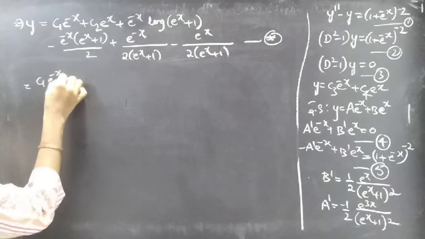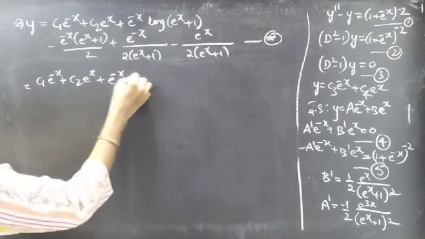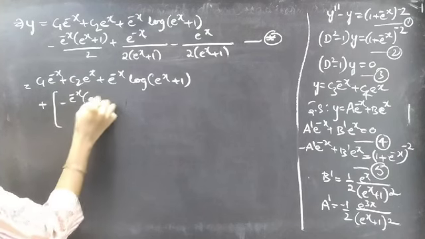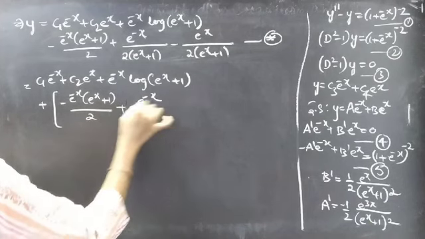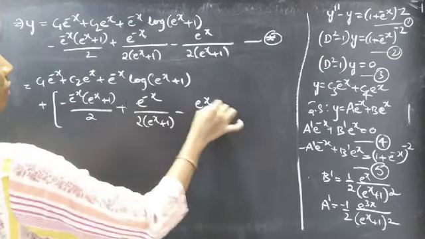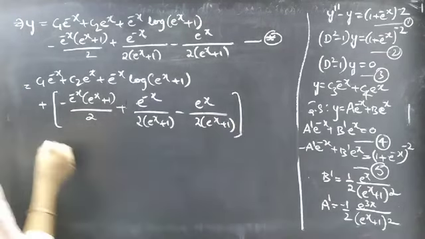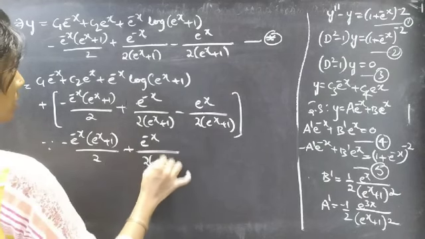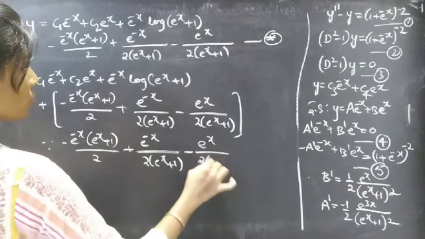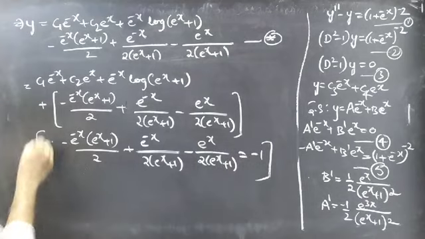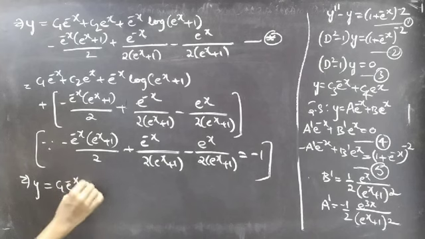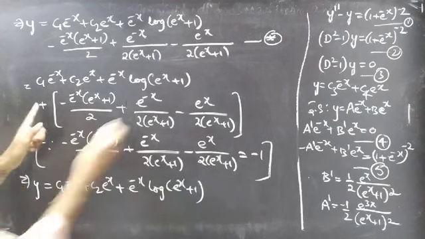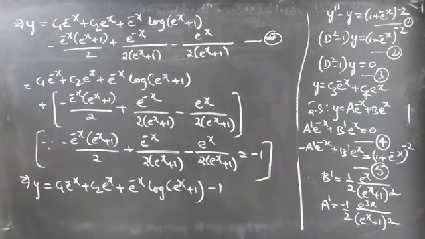You can write the above equation as the first 3 terms remain the same, plus of -e^(-x) of (e^x + 1) by 2 plus e^(-x) by 2 times (e^x + 1) minus e^x by 2 times (e^x + 1), right? Since -e^(-x) of (e^x + 1) by 2 plus e^(-x) by 2 times (e^x + 1) minus e^x by 2 times (e^x + 1) is equal to -1. So our equation becomes y = c1 e^(-x) + c2 e^x + e^(-x) log of (e^x + 1). Just replace this term with -1, you'll get -1, which is the required general solution.